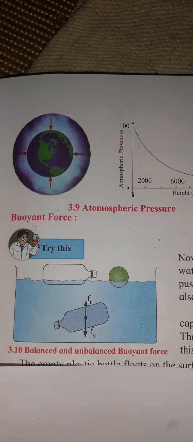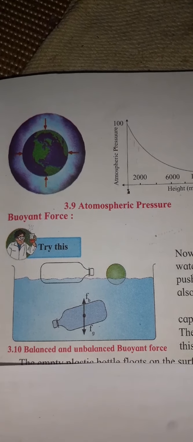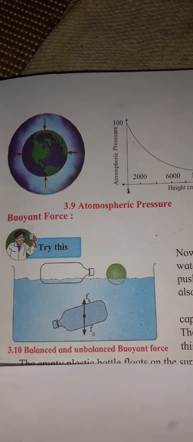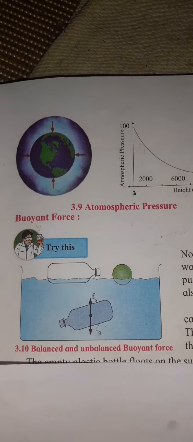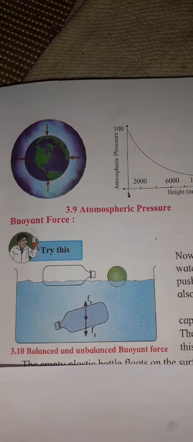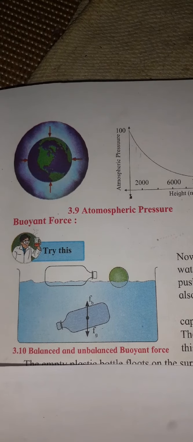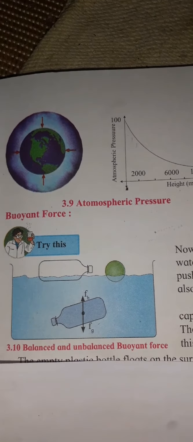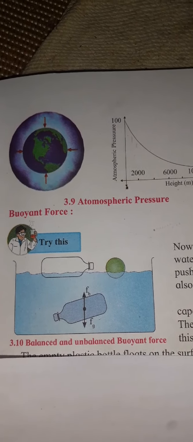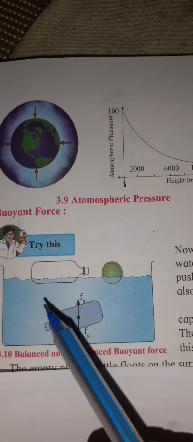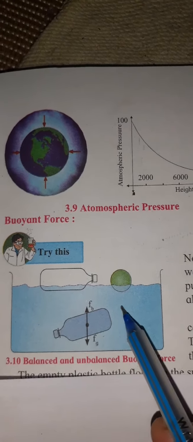Buoyancy, or buoyant force, acts in the opposite direction of gravitation. In simple words, the gravitational force present on the earth pulls everything downwards, right? The buoyant force is opposite, it acts in the upward direction. This is how they are trying to explain it with the help of this bottle. You will see a tank filled with water.